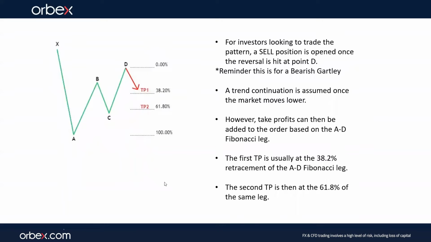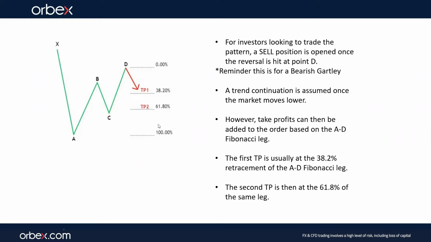So where do we look when we're looking for entry prices, take profits, and stop losses? For investors looking to trade the pattern, a sell position is opened. Just a reminder, this is for a bearish Gartley. So a sell position is opened once reversals hit point D. So once we hit point D and we see the market retracing lower, then this is time to open our positions.